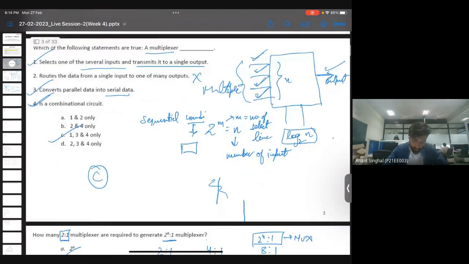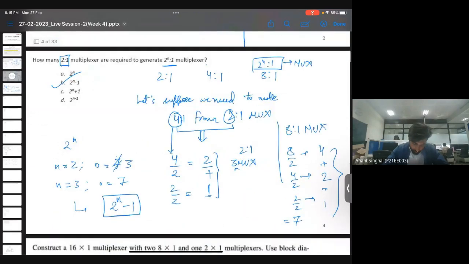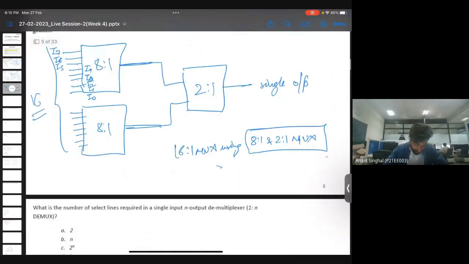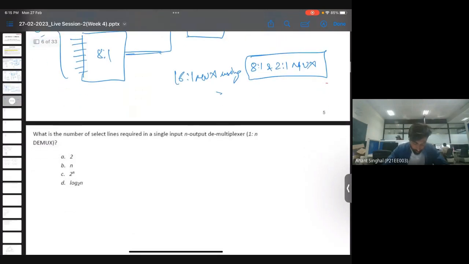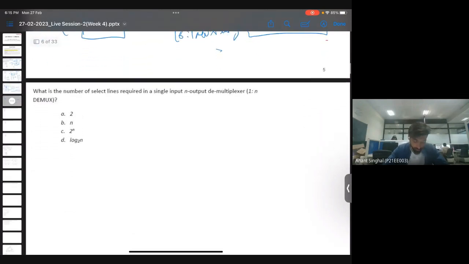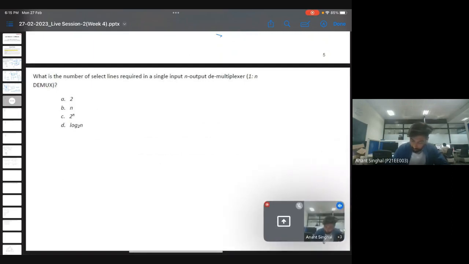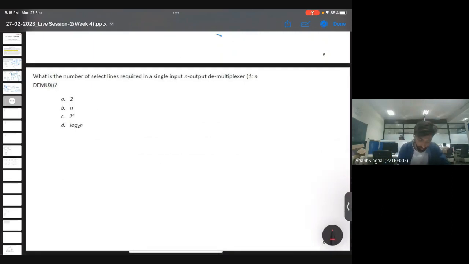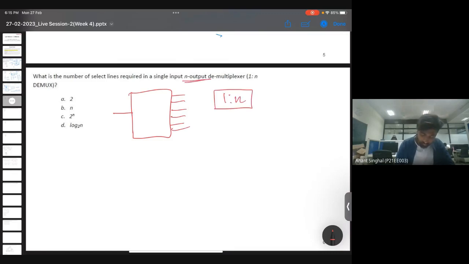So these are a few simple questions that we have covered till now. Now the similar concept can be applied to a demultiplexer. It will be nothing but the reverse of a mux. A demultiplexer has a single input and multiple outputs. Let's suppose the question says n outputs, and it has m select lines. So the question says what is the number of select lines required in a single input and n output demux.